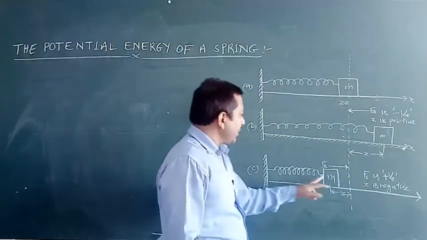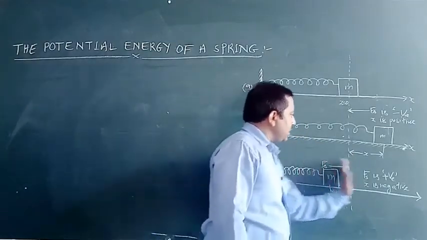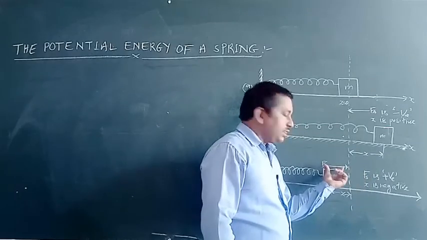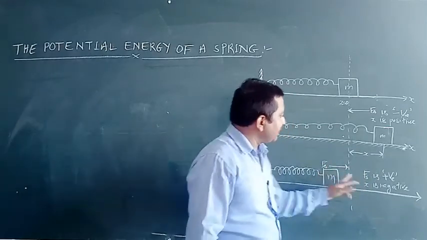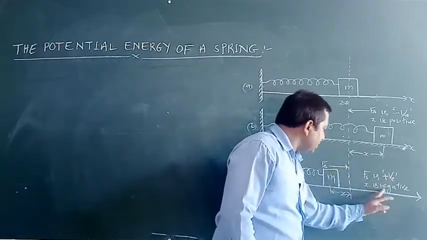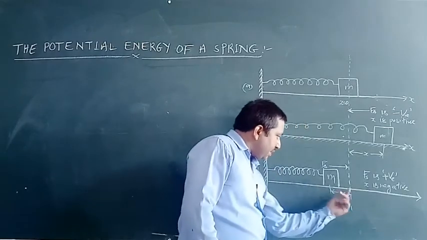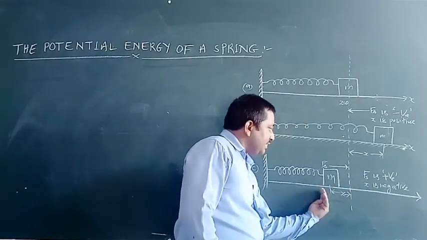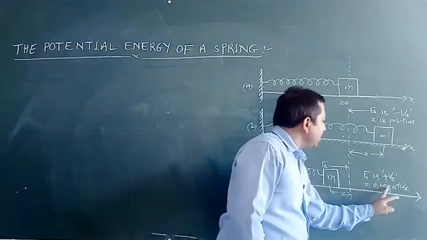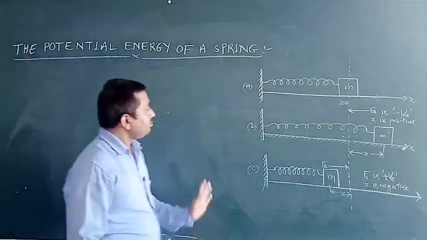So the force acting on the object is towards the right side, so Fs, the restoring force by the spring, is considered positive, and x, the displacement of this object from the mean position, is towards the left side, so x can be considered as negative.